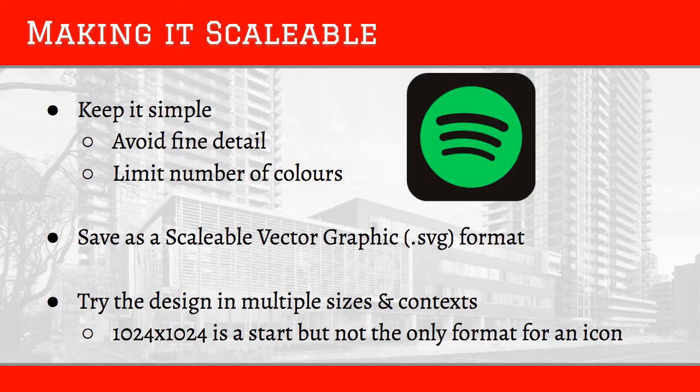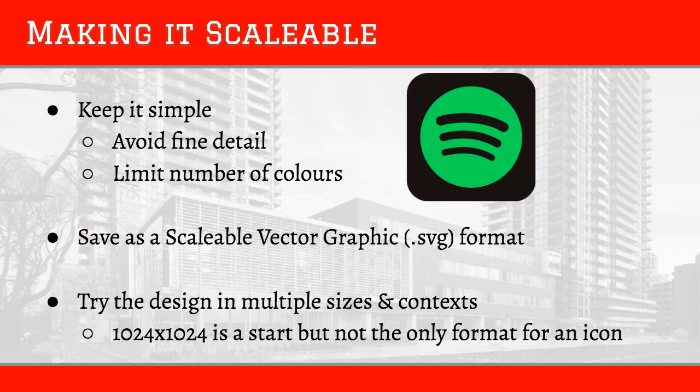Avoid fine detail and don't have too many colors. That can create a jumbled image when it's on a smartphone home screen. Save it as a scalable vector graphics format using Adobe Illustrator. Failing that, you can save it as a PNG. That will stop it from blurring and it'll allow it to be printed on any size of media.